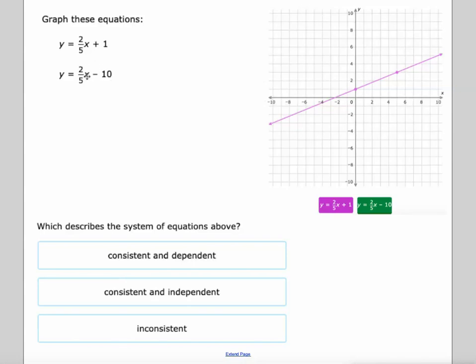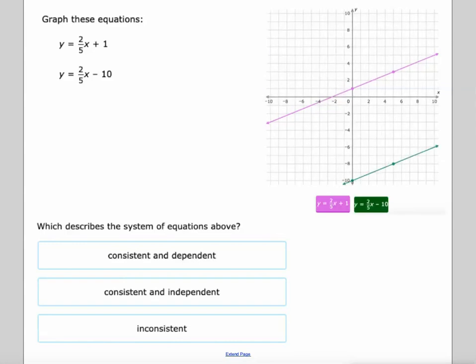Second one, y-intercept of -10, slope of 2/5. So there's our y-intercept way down here at -10. From there we go up 2, right 5. So there we've graphed the two lines. Now we have to pick which of these descriptions best describes them.